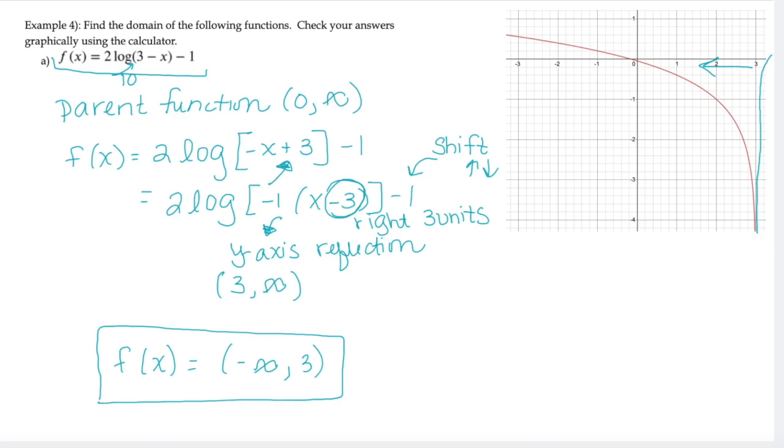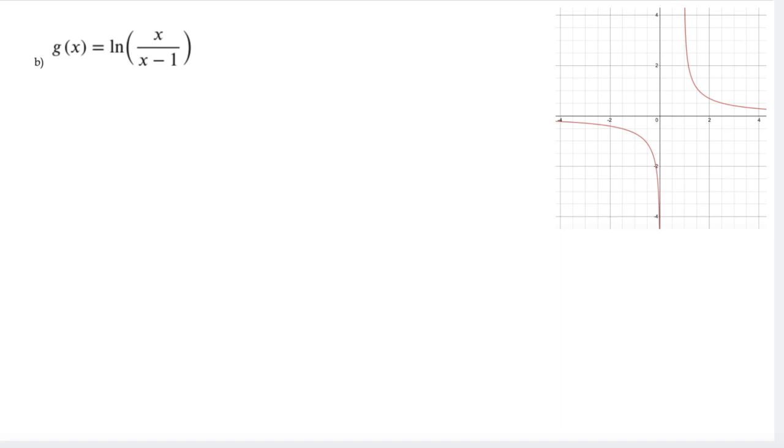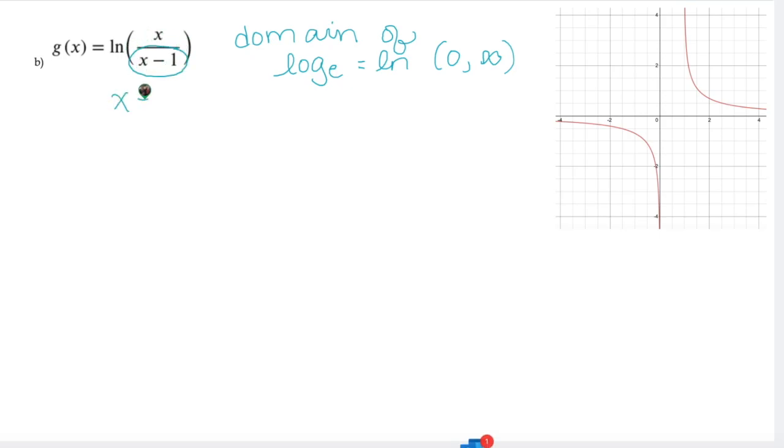Let's look at finding the domain of another function. Here we have the natural log of x over x minus 1. The domain of a natural log, which we know is log base e, is from 0 to infinity when going back to our logarithm properties. However, we have a critical value. We have an issue because inside our function, we have a denominator we know we need to avoid. So we know x cannot be 1. This is a critical value for us.